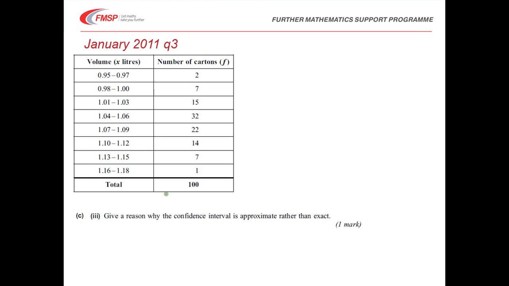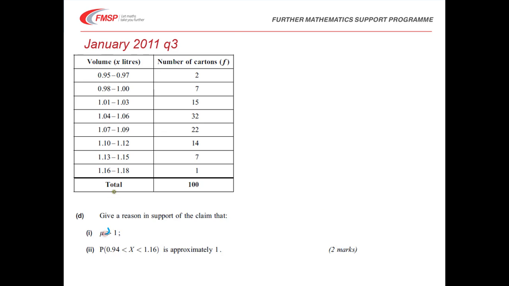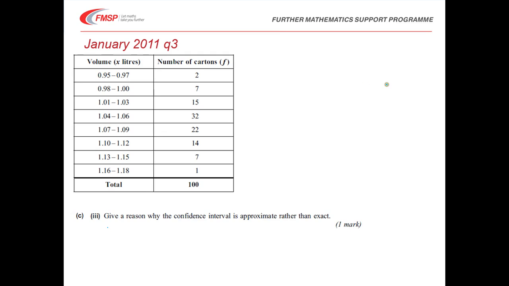So for part 2, give a reason why the confidence interval is approximate rather than exact. Well, we've got to really make sure we understand what's going on here. Oh, I've missed part B. Hang on. Oh no, okay. So it's because your sample data is grouped. Because it's grouped, you don't actually know your full data, if that makes sense.